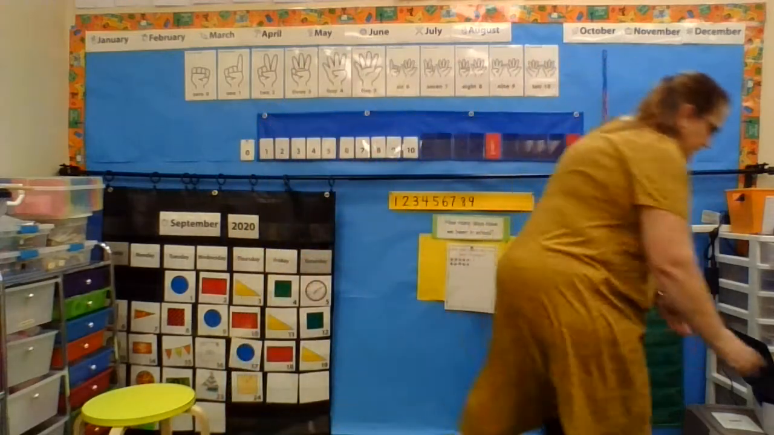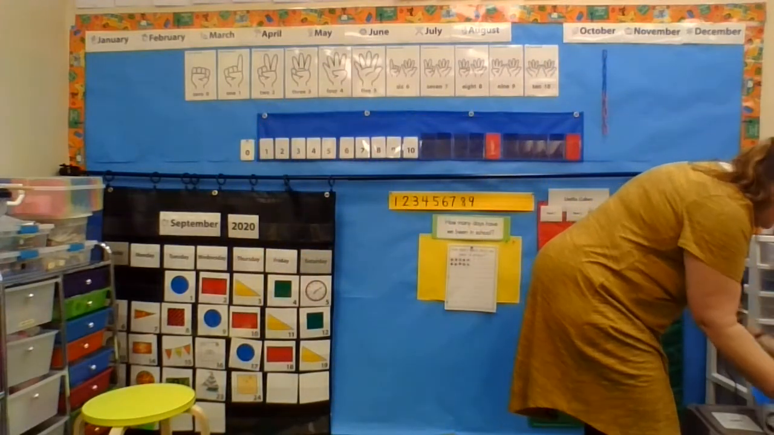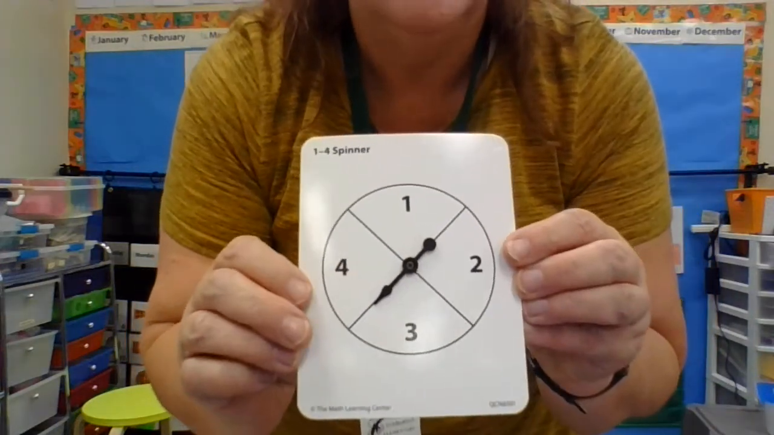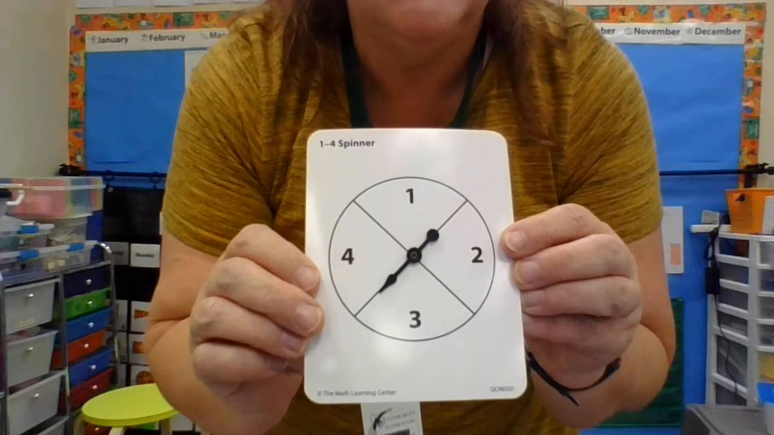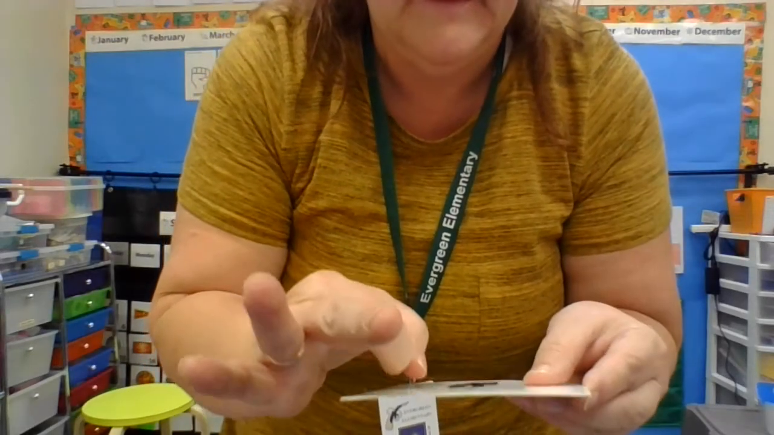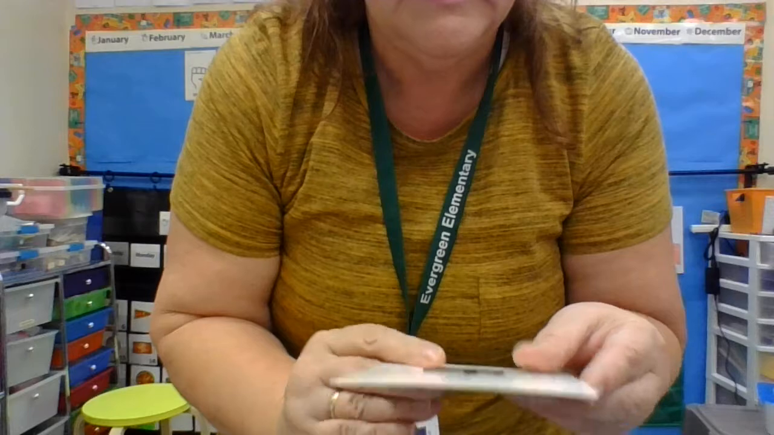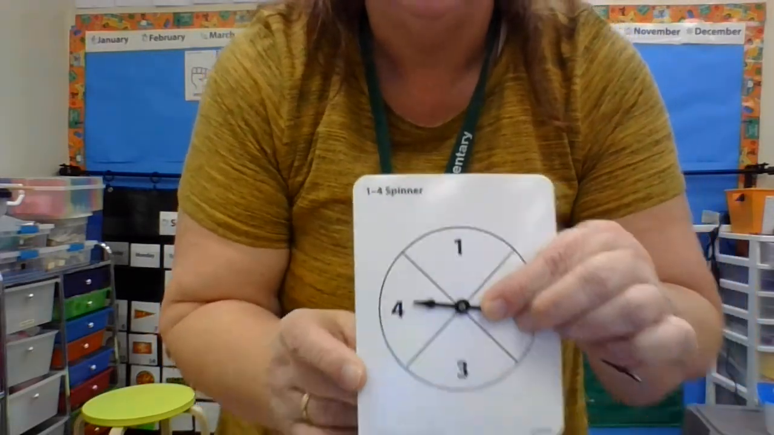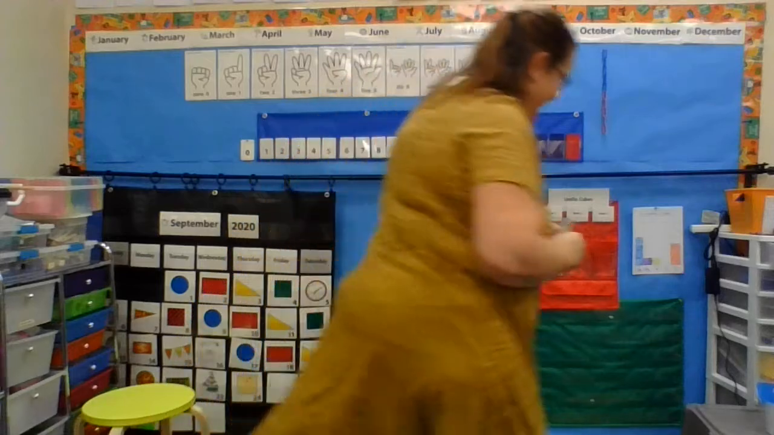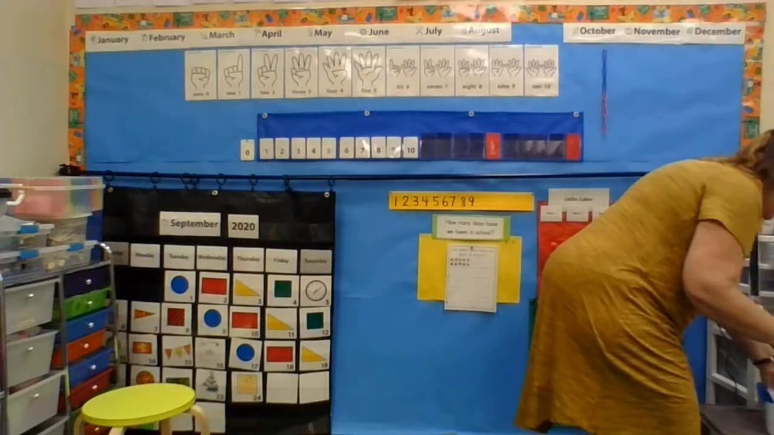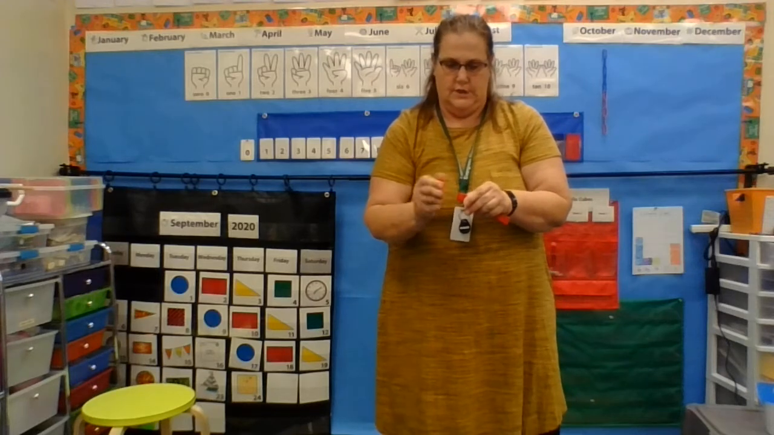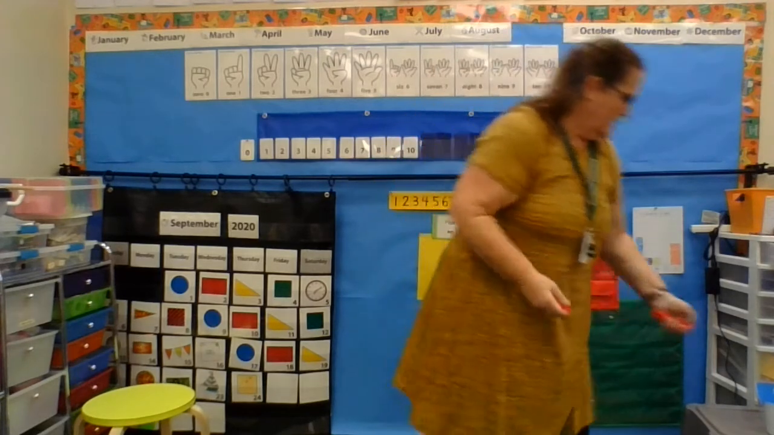All right, now it's time to spin. Remember, these are the numbers. Get a number in your head and see if you get it right when I spin it. Ready? Did you think it was going to be a 4? If you guess 4, you're right. Okay. I'm going to count off 4 of the cubes. 1, 2, 3, 4.